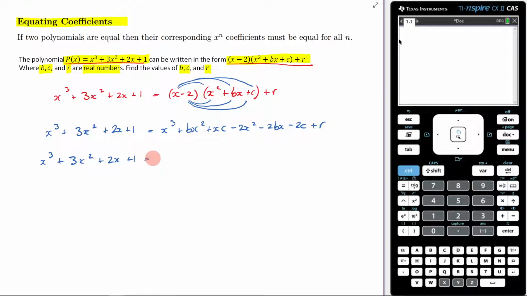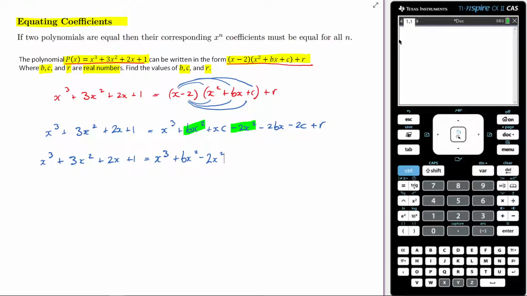Perfect. But now, can I gather anything up? Well, I've only got one x cubed term, so that stays where it is. But now, let's have a look. Do I have another x squared term? I do. I have negative 2x squared. So let's just write them next to each other. Let's write plus bx squared minus 2x squared. Do I have any other like terms? So let's have a look.